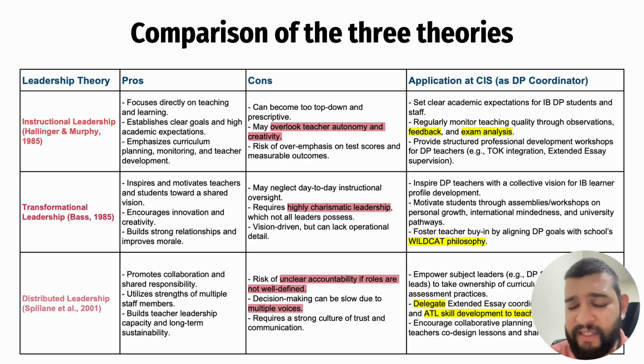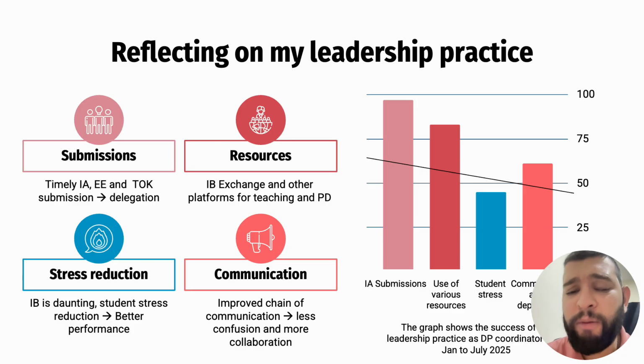Now here, this is a glimpse of all the comparison of the three theories. Now I want to reflect on my leadership practice at CIS. During the tenure of 6-7 months that I have been employed as a DP coordinator, I want to show that there is a baseline on this graph, the black line. It shows what the submissions and other things looked like before I joined the school, and after being the leader, after 7 months, what the improvements are.